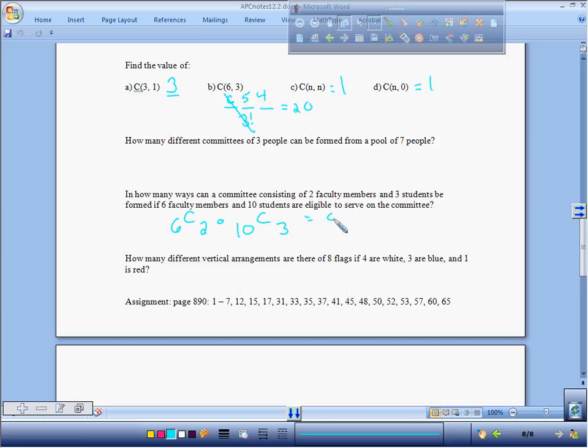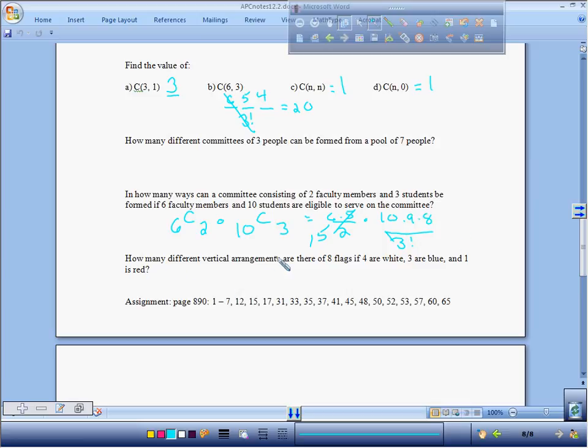So that would be 6 times 5 divided by 2, times 10 times 9 times 8 divided by 3 factorial. Okay? And you can compute that pretty quickly by hand. That's 15, right? So that's 15. And this is 3 times 2, and you can cancel things out, make it work.